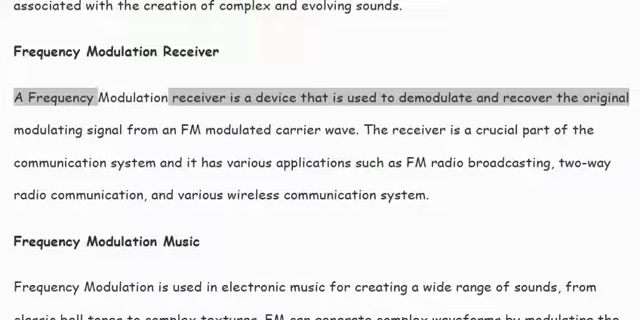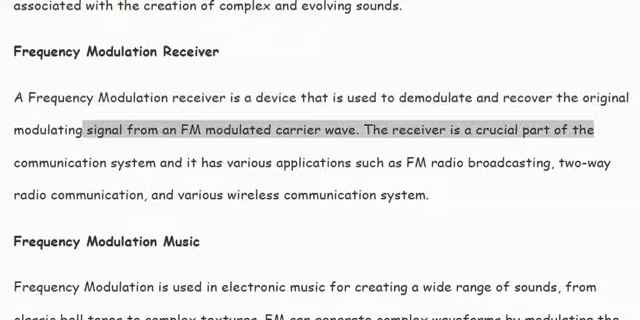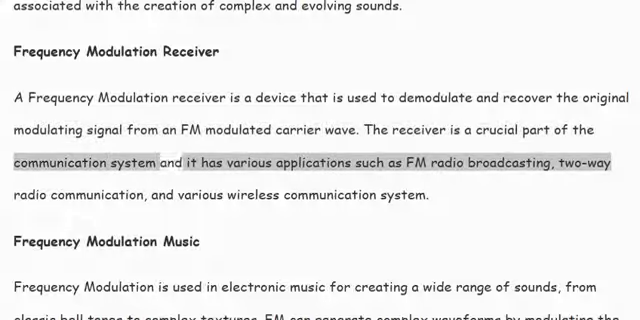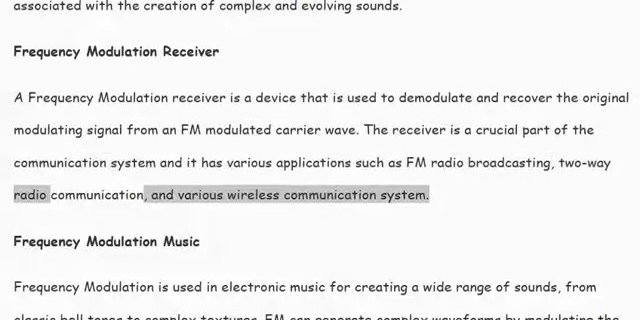A frequency modulation receiver is a device that is used to demodulate and recover the original modulating signal from an FM modulated carrier wave. The receiver is a crucial part of the communication system, and it has various applications such as FM radio broadcasting, two-way radio communication, and various wireless communication systems.